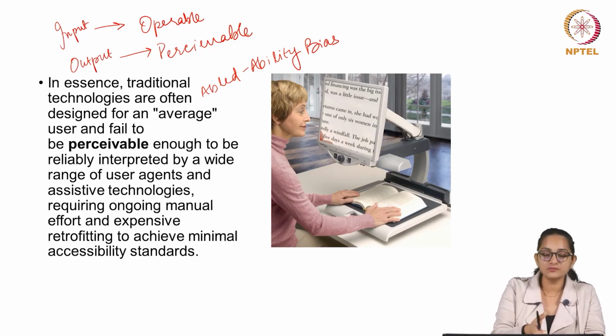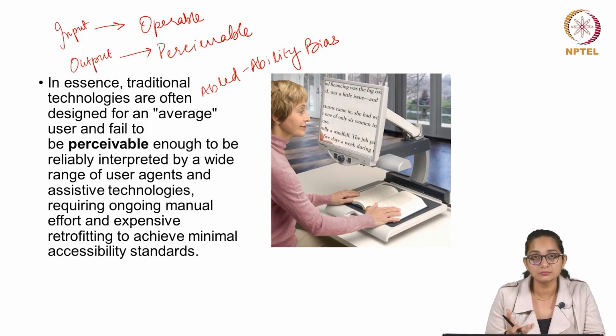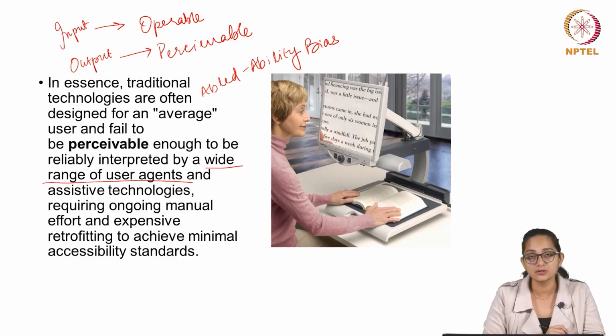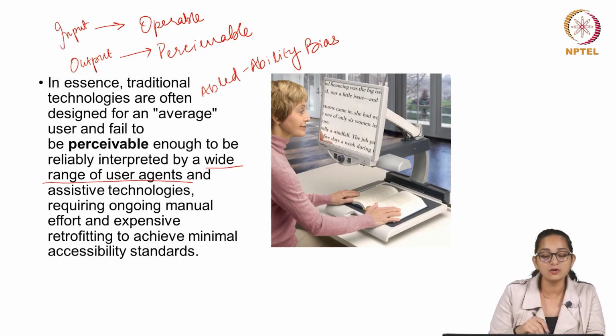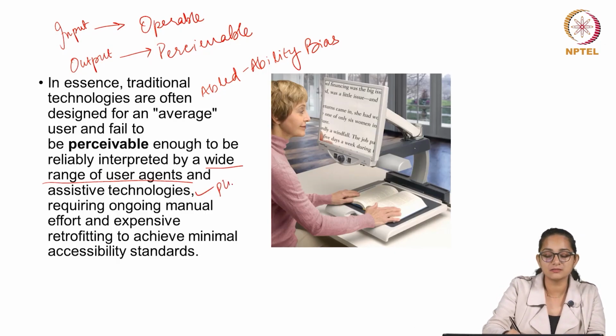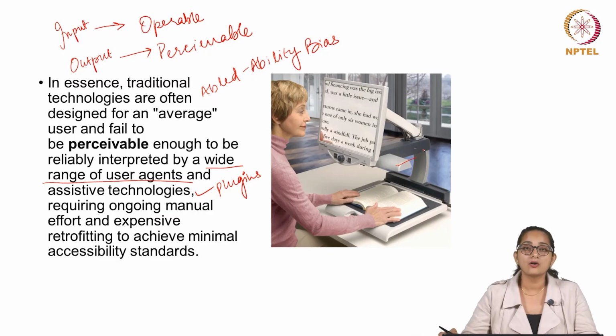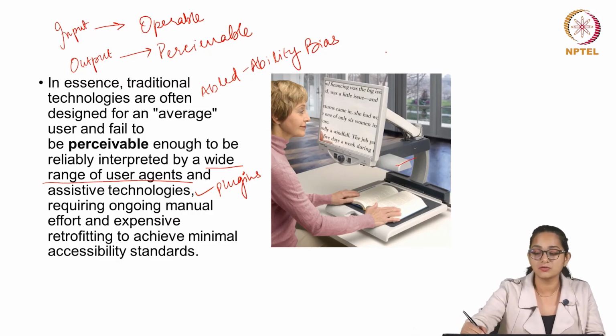Most of the time these traditional technologies are designed for the abled user, and they fail to be perceivable enough to be interpreted reliably by a wider range of users. Assistive technologies or plugins are required to make them accessible. This is an example of such a technology, which is called enlarging screens.